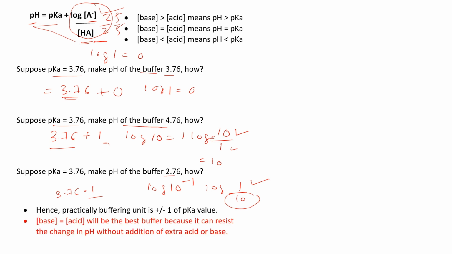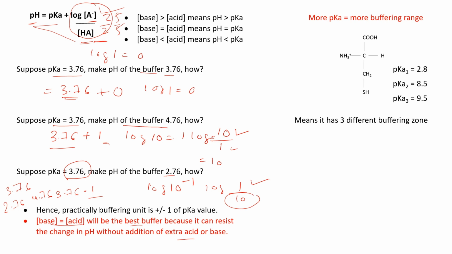Understood? So practically the buffering range is plus minus 1 of pKa value. That means if any pKa value is given to you and you are asked what will be the buffering zone for this buffer, it will be plus minus 1 of this pKa value. That means if pKa value is 3.76, it can provide buffer from 2.76 to 4.76. When the concentration of base and acid are equal, that is the best buffer because it can resist change in pH without addition of extra acid or base. So more pKa means more buffering range.